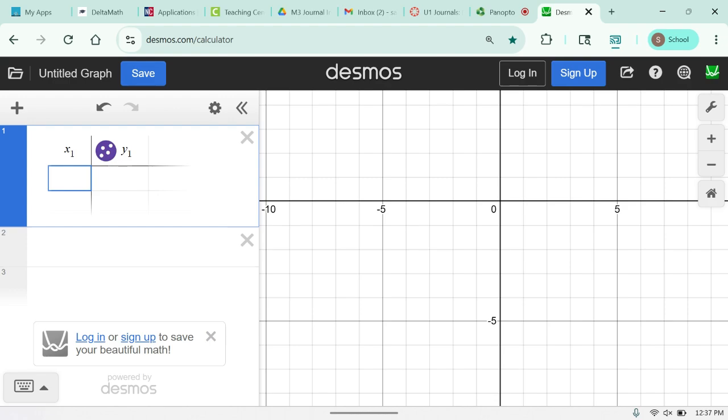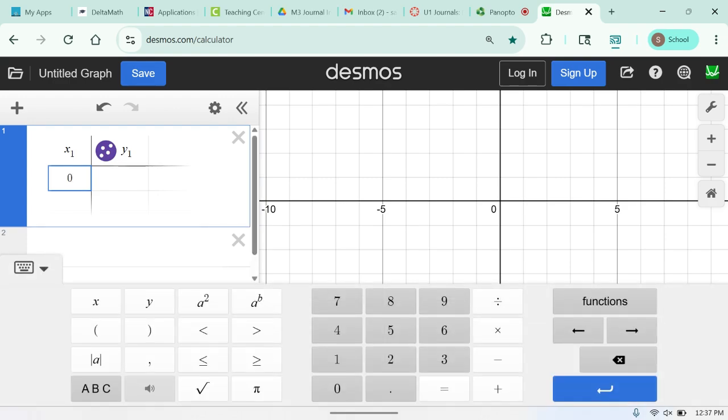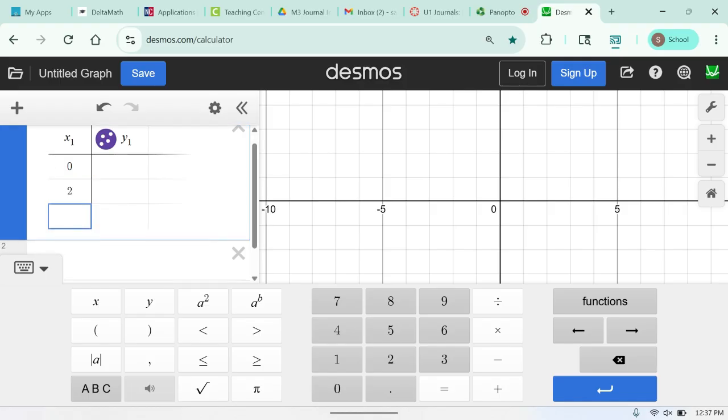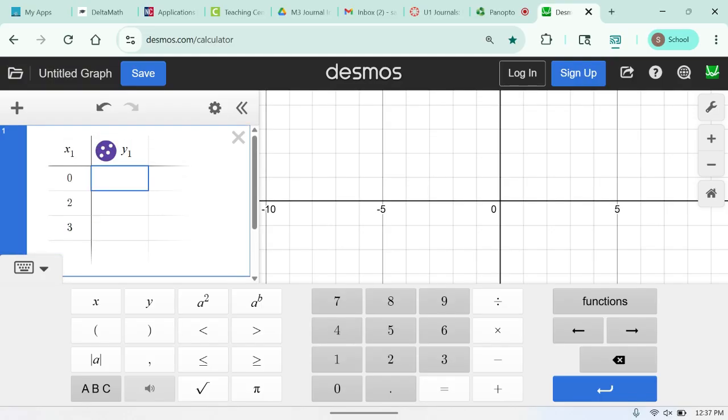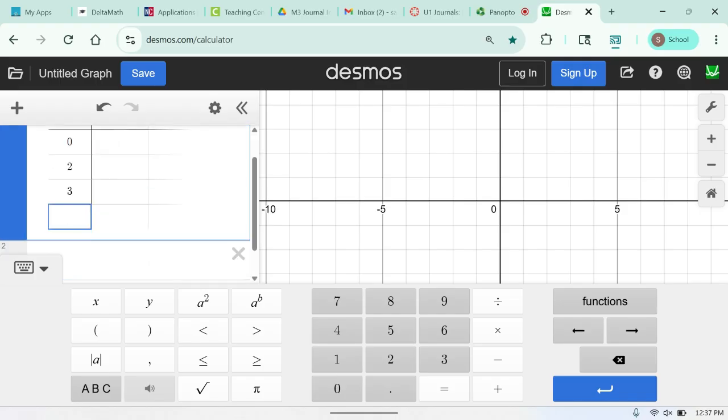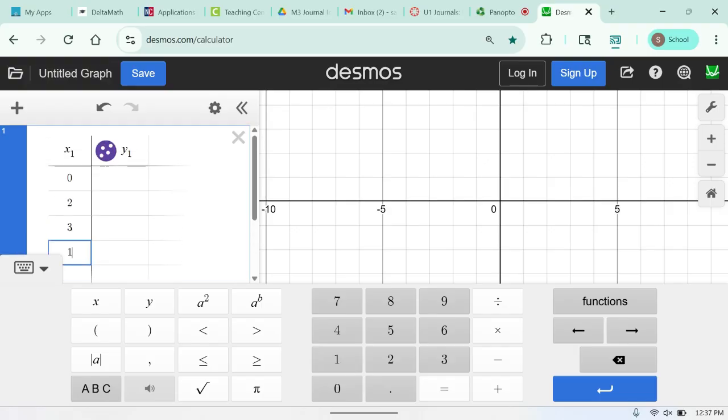Now, I want to type in all the numbers. So it's 0, 2. What's the next one? I just don't have it in front of me. 3 and 4. Is that what the other one is? Okay, that's it. It's okay. I'll just put the 1 in there. It really doesn't matter the order.